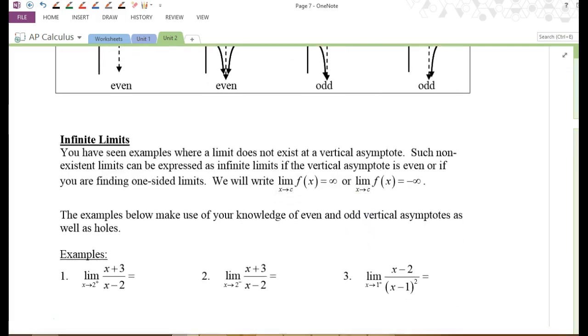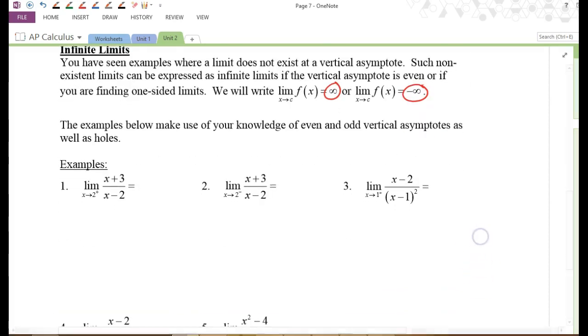Okay, so we're going to do some infinite limits. This says you have seen examples where a limit does not exist at a vertical asymptote. Such non-existent limits can be expressed as infinite limits if the vertical asymptote is even, or if you find one-sided limits. We are going to write these as either infinity or negative infinity. We're not saying does not exist, we are specifically saying which direction these are going. The examples below make you use your knowledge of even and odd vertical asymptotes as well as holes.